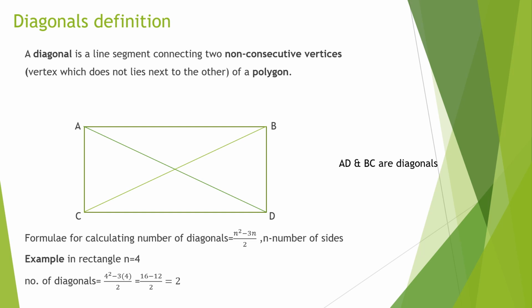We can take an example also. Suppose we have a rectangle and we have 4 sides. So 4 squared minus 3 times 4 upon 2, that is 16 minus 12 upon 2, which is equal to 2. So the number of diagonals in a rectangle will be 2.